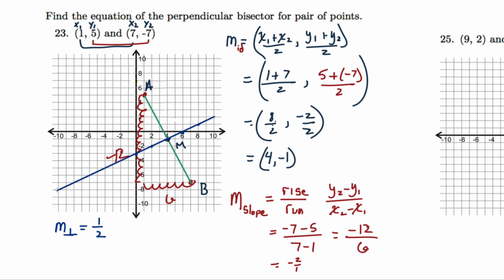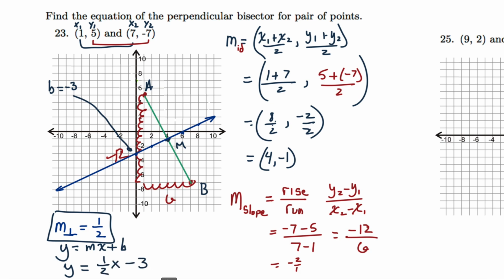Just like that. Now we need the equation. So the equation of a line is y equals mx plus b. M, we already have. There's M. B is where the line crosses the y-axis, and it crosses at -3. So the equation is y equals 1/2 x minus 3.